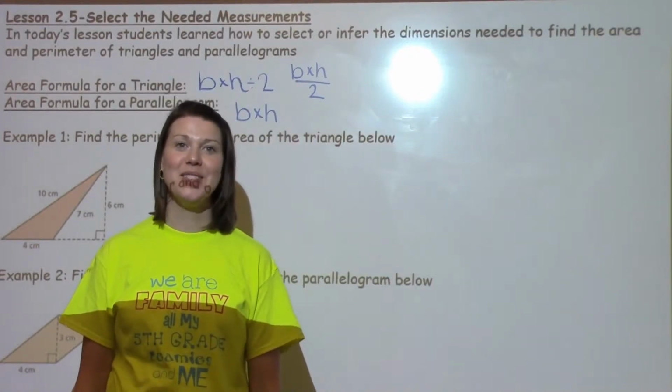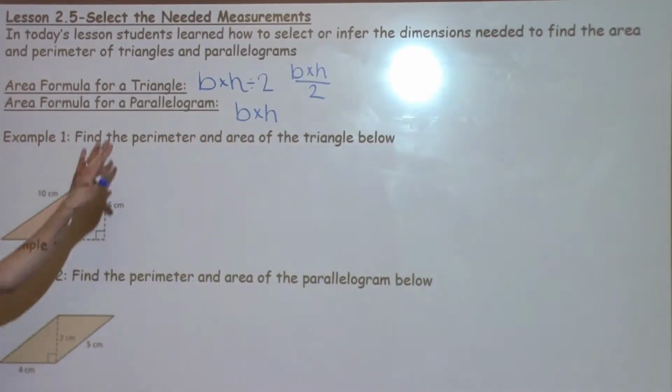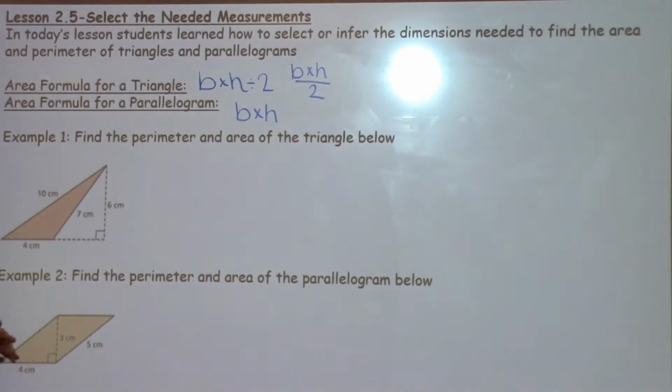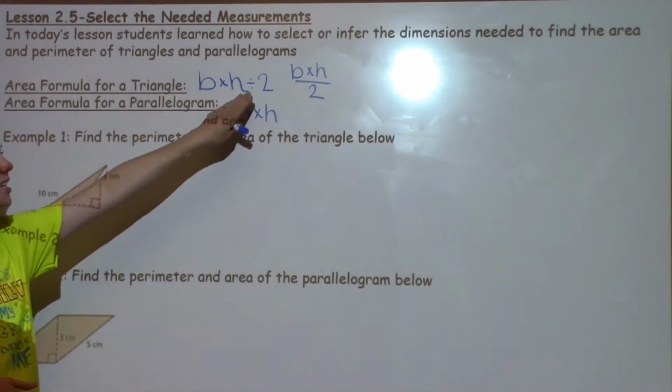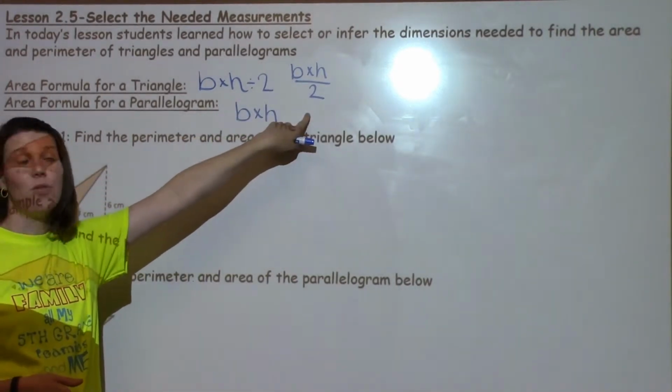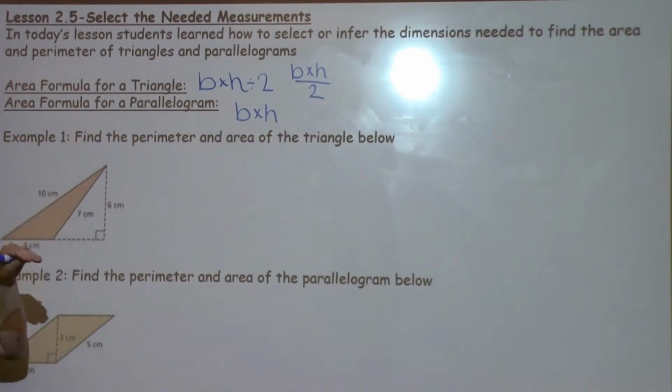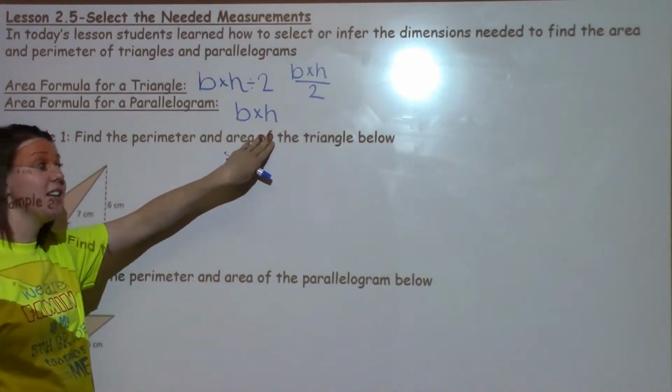Welcome to 2.5's Math Moment. Today students learned how to use selected measurements to find the area and perimeter of shapes that they need. So students need to use the formula for a triangle, which is base times height divided by 2, which can be written in either one of these forms. They also need to use the formula for a parallelogram, which is base times height.